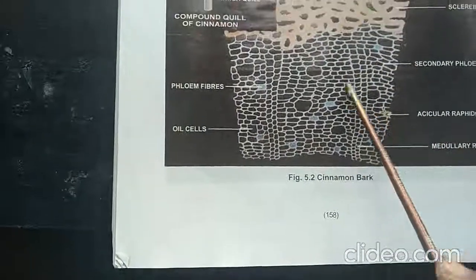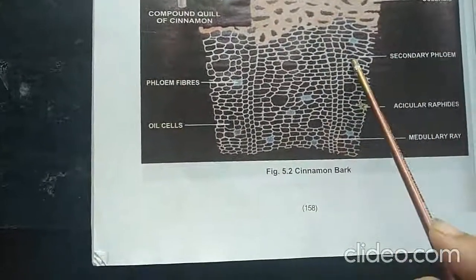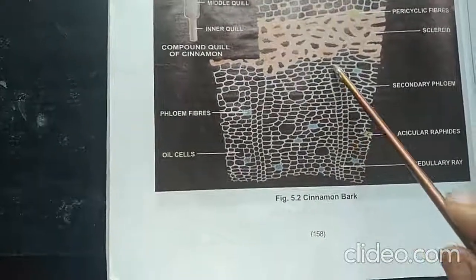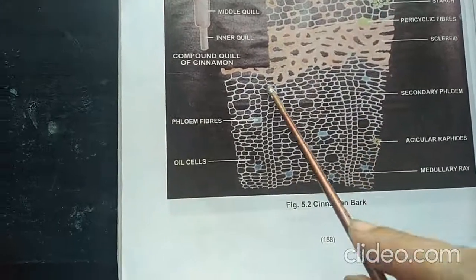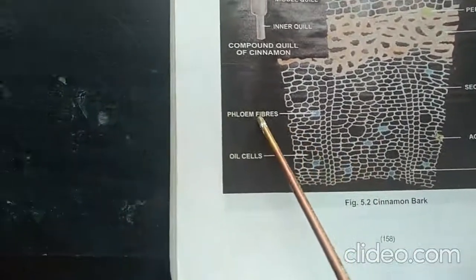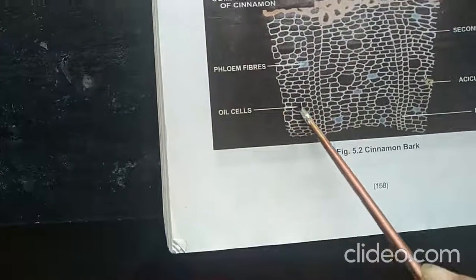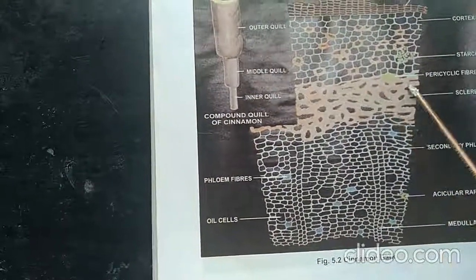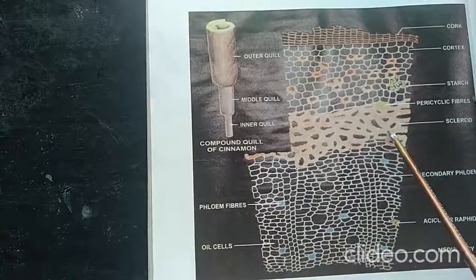Now this is the secondary phloem. Then acicular raphides. These are the strands of cells known as medullary rays. These are phloem fibers and oil cells. So when we stain the section, which part we have to visualize? This part. So let us see.